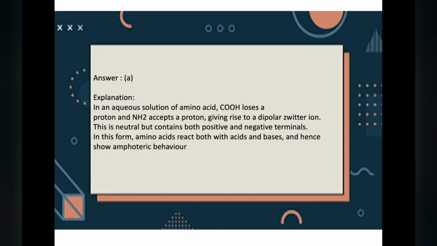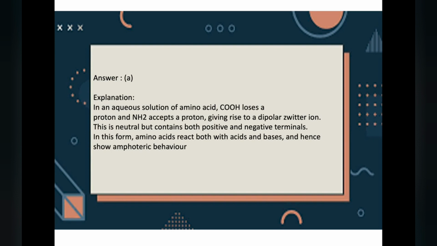Actually it is true. We already learned that in aqueous solution, the COOH loses a proton and NH2 accepts that proton, so we get a dipolar zwitterion. We had learned that with the figure. We have both positive and negative charges in the same structure. So an amino acid in this form can react with acids and bases both. So it can always show amphoteric behavior.